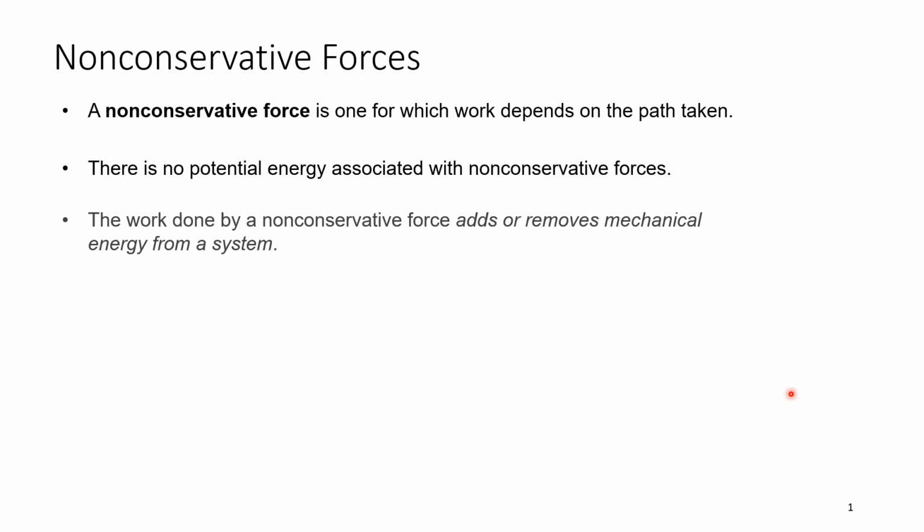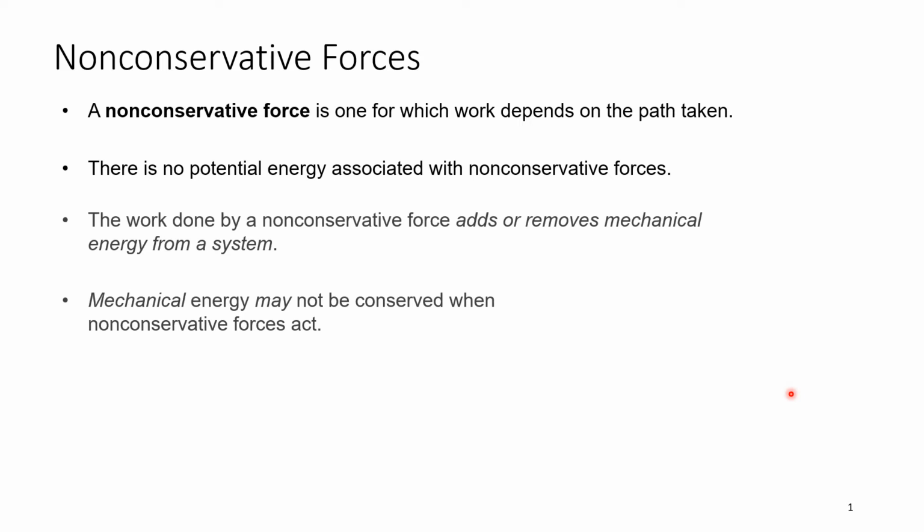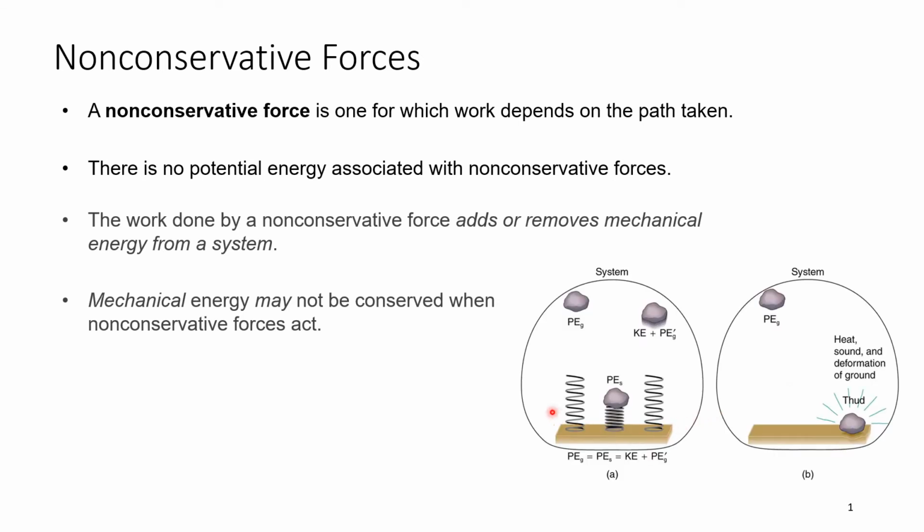We have talked about conservation of mechanical energy when there are only conservative forces included. However, mechanical energy may not be conserved when non-conservative forces act. For example, in a system with only conservative forces, when a rock is dropped onto a spring, its mechanical energy remains constant. However, when the same rock is dropped onto the ground, it is stopped by non-conservative forces that dissipate its mechanical energy as thermal energy, sound, and surface distortion. The rock has lost mechanical energy.